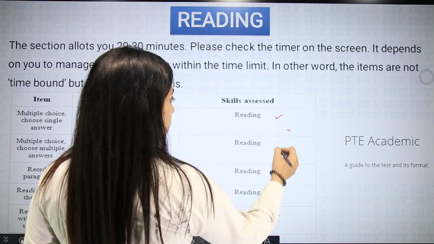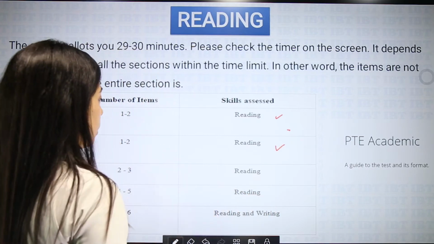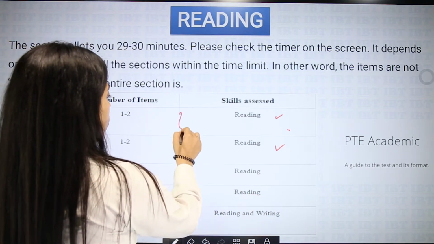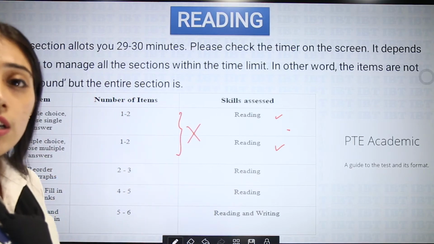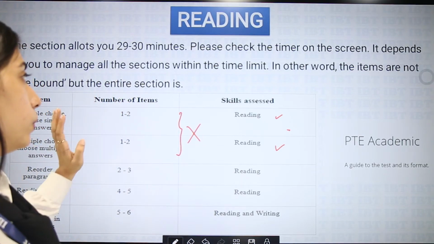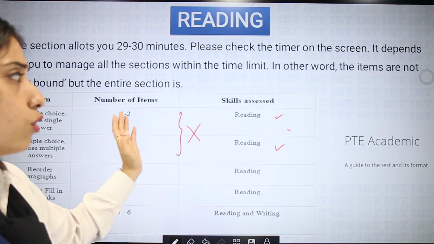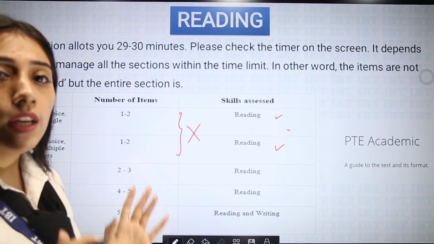First one is MCQ single answer and MCQ multiple answer. So these two are the questions which are ideally not important as per your overall exam, right? You will get 1 to 2 questions, and they have no partial credit. They will evaluate only your reading skills.